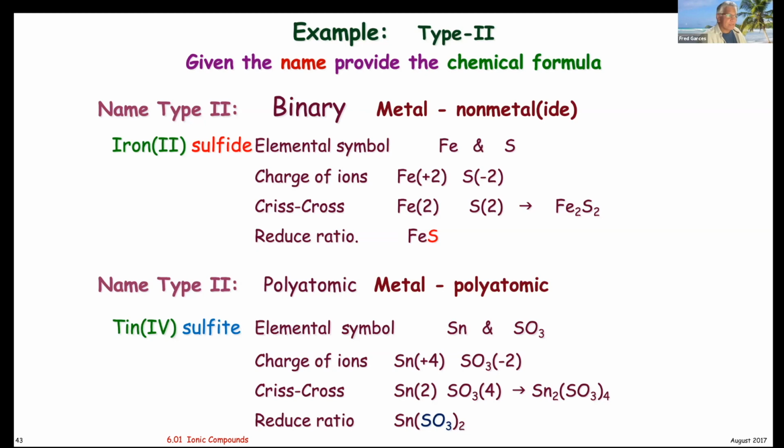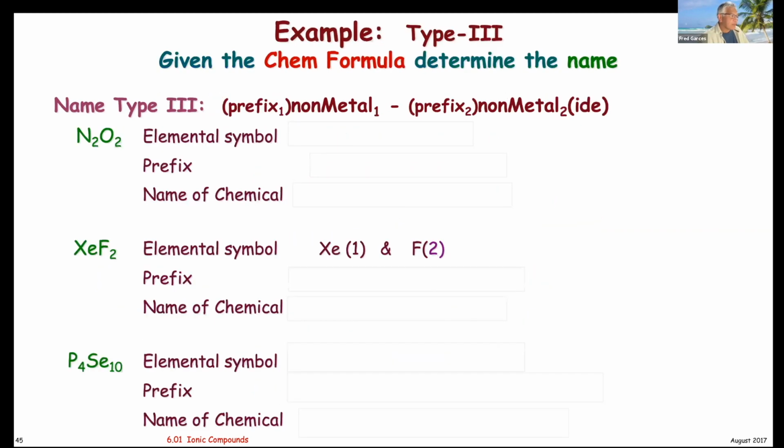Okay. Let's take a look at this one right here. This is type 3. Notice there are no metals here. No metals. So the way we name these is to first name the first element, then the second element, and we give the number in terms of a prefix. This one's nitrogen and oxygen. So it's dinitrogen, dioxide, not dihydrogen, dinitrogen, dioxygen. It's dinitrogen dioxide.